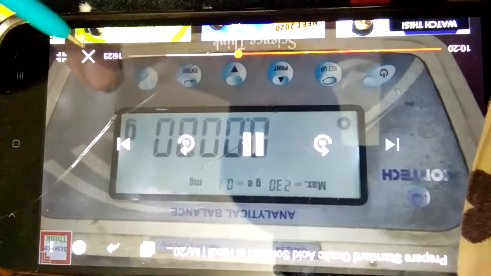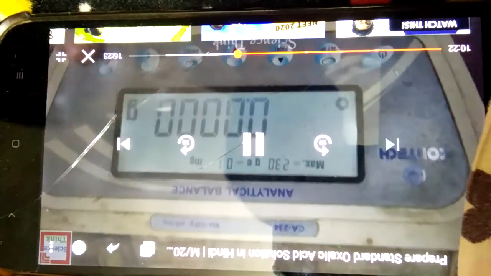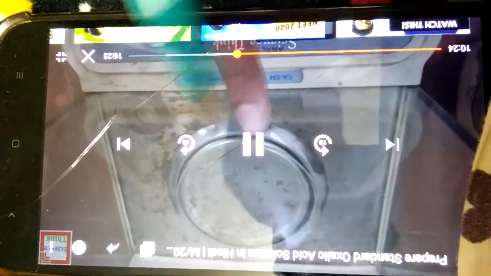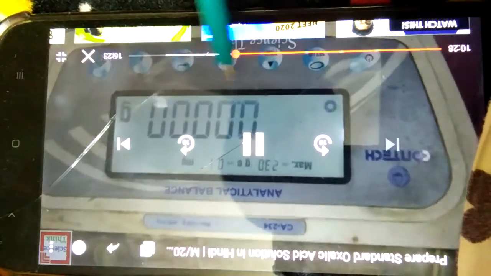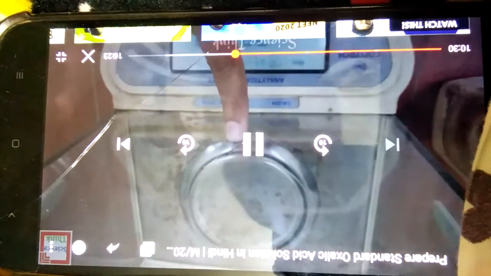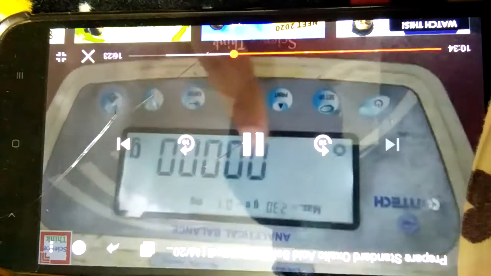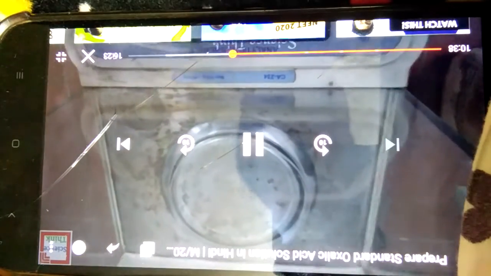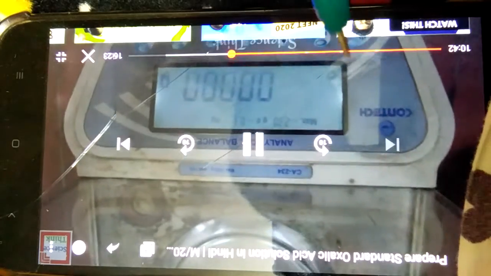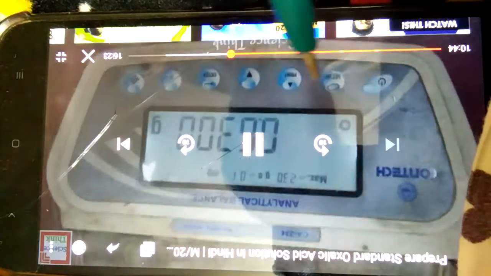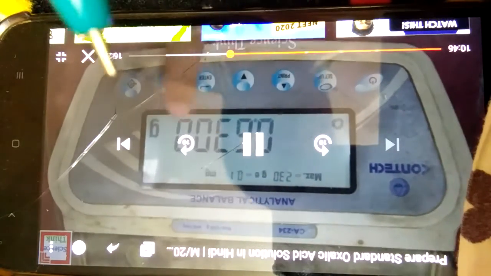Now we will tare it. When we tare, it will remove the weight of the empty watch glass. So what happened here? Again you get 0. Now students, we are going to take the weight of oxalic acid, and how much that weight should be. We have calculated that it should be 0.6300 gram.